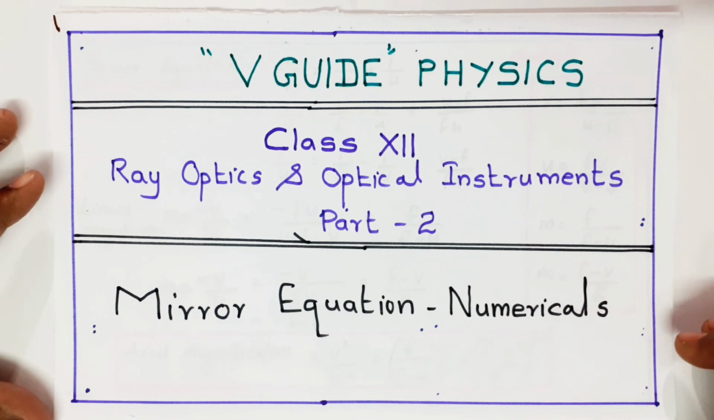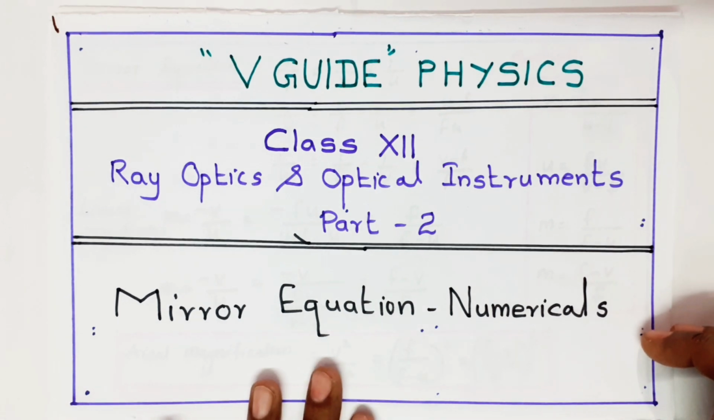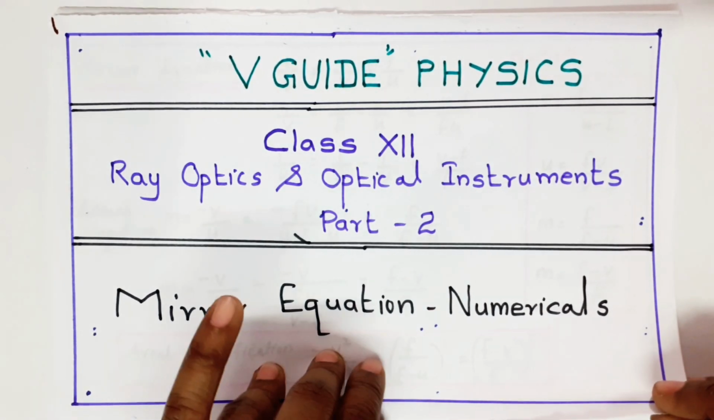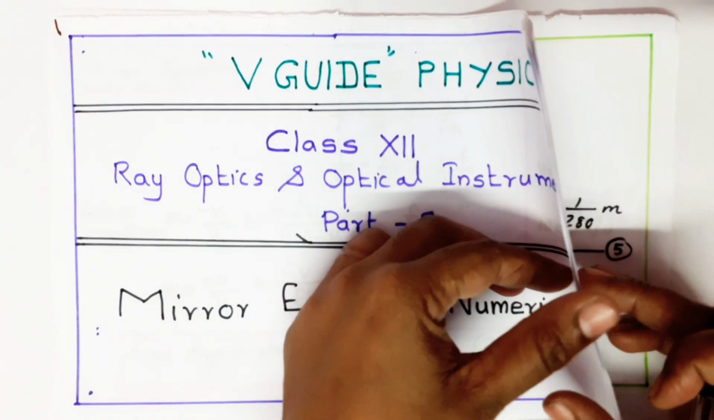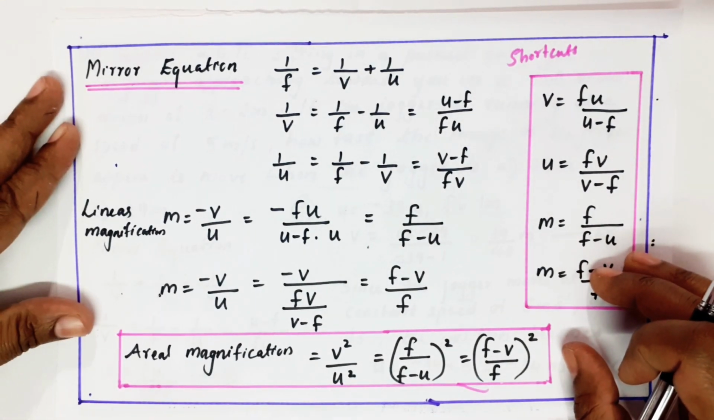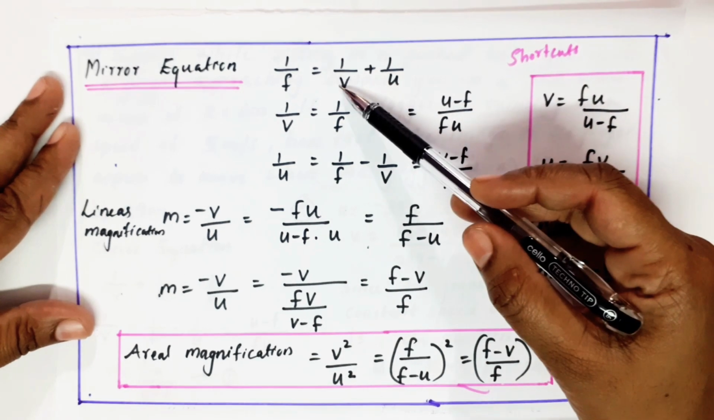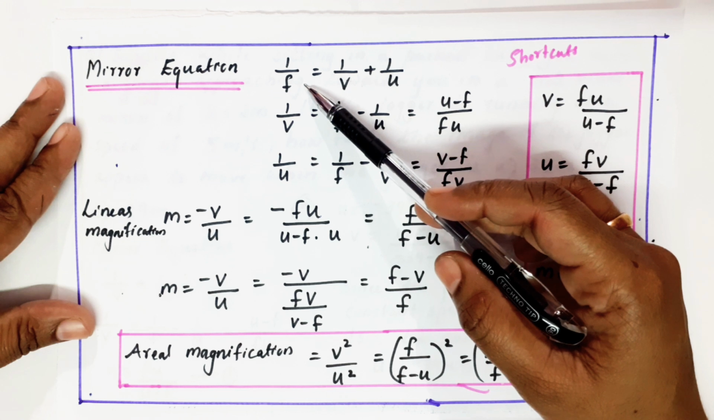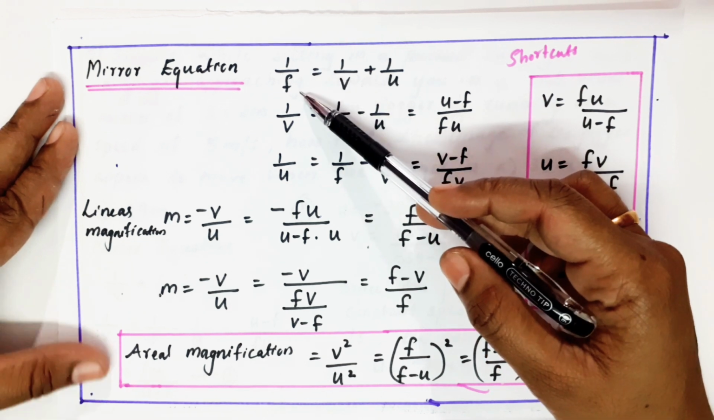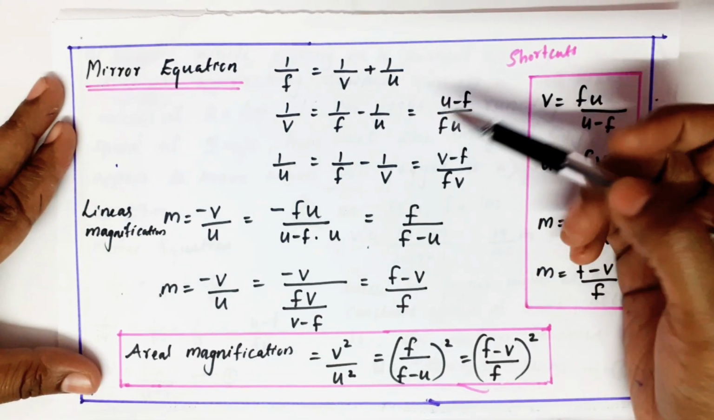In this video, I am going to explain a few numericals based on the mirror equation. What is the mirror equation? The mirror equation is the equation connecting object distance, image distance and focal length. That is 1 by f equals 1 by v plus 1 by u.